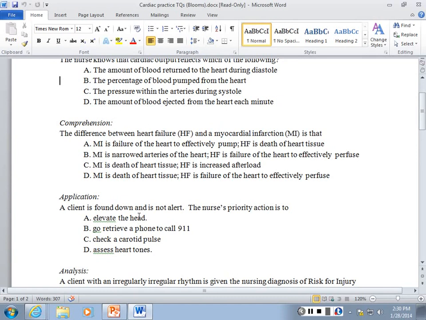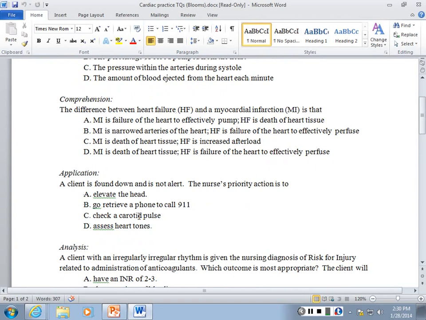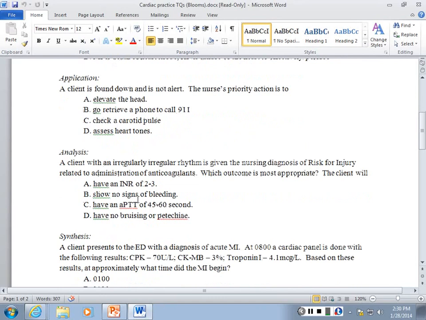Let's look at this application type of question. All right, read that. It's a short question. It's just asking, what do you do? What are you supposed to do? That's very important in nursing, to know what you're supposed to do. So the client is found down, meaning that they were laid out on the ground, right? And they are not awake and alert. What should the nurse do next? Basically is what this is asking. The priority action. The most important thing to do first for this patient is what?